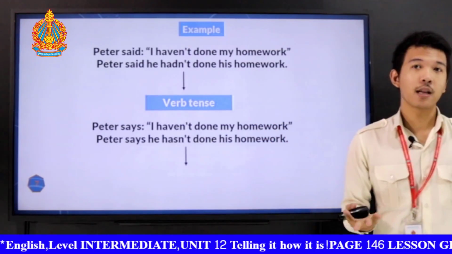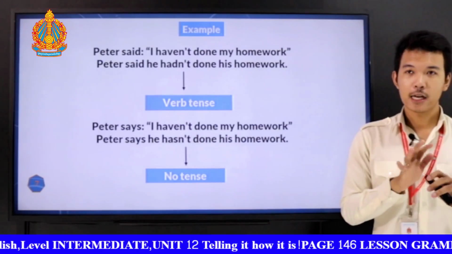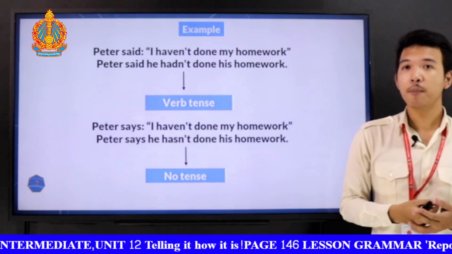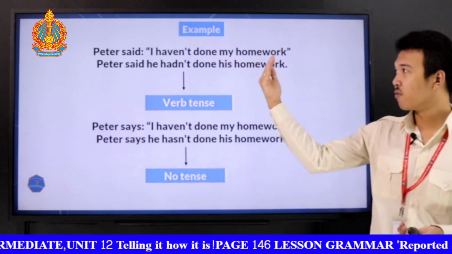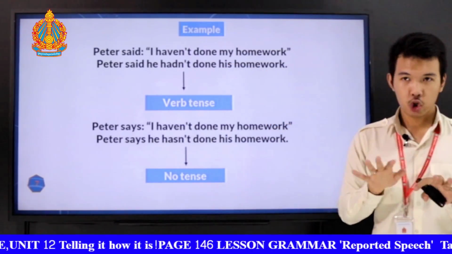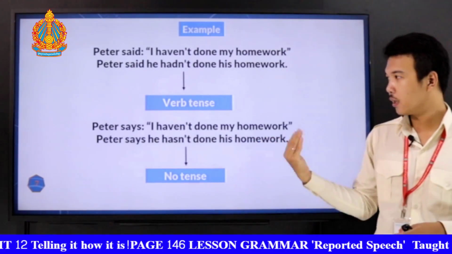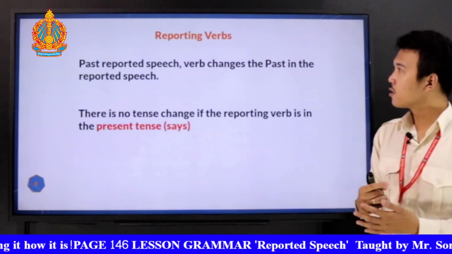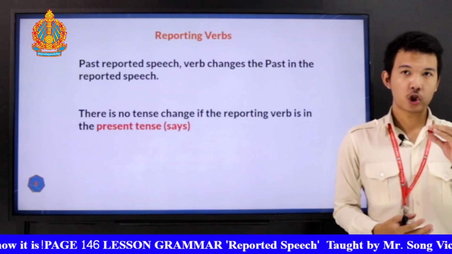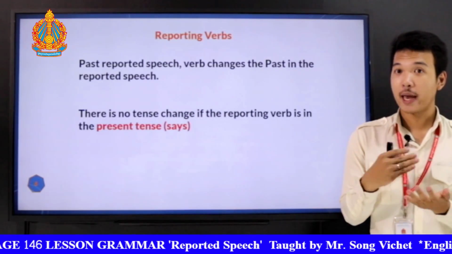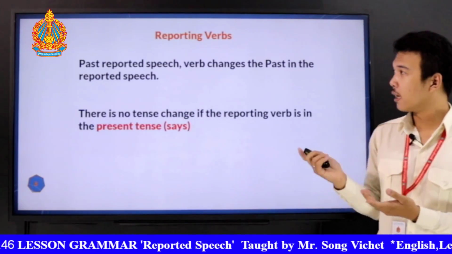"Peter says he hasn't done any homework," which means that there's no change in tense, but in the previous one we have the change in verb tense. Once again, the previous one is from present perfect into past perfect, and there's no change in tense here because I use it with the present verb. Okay, so at the moment we look at the change of verb tense. So now let's see it all together.